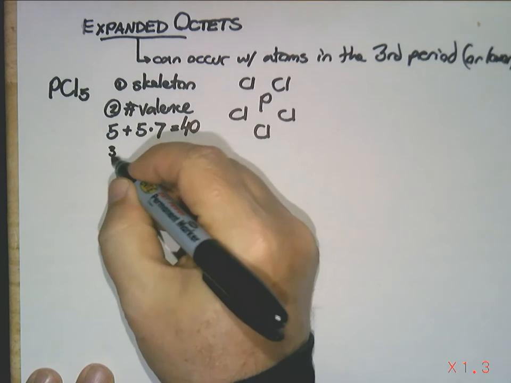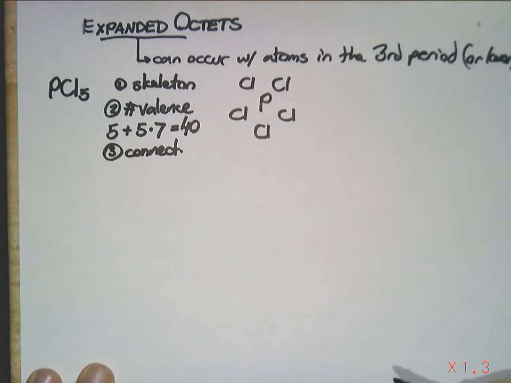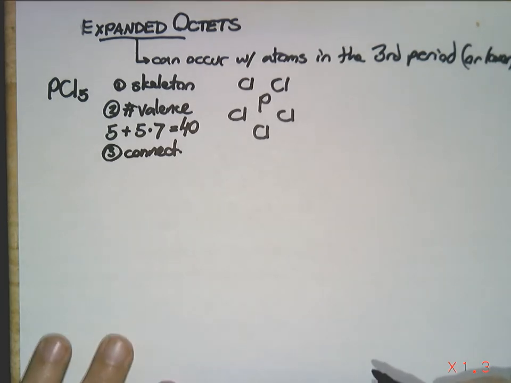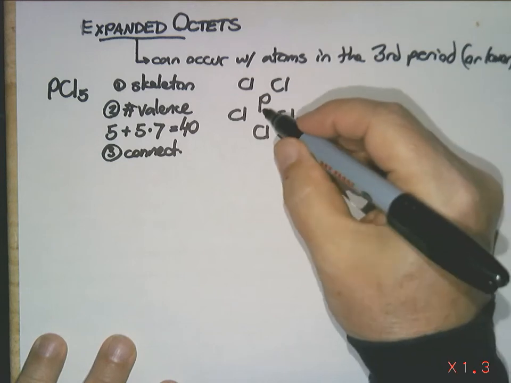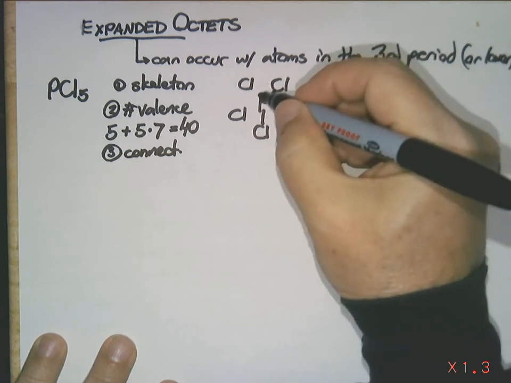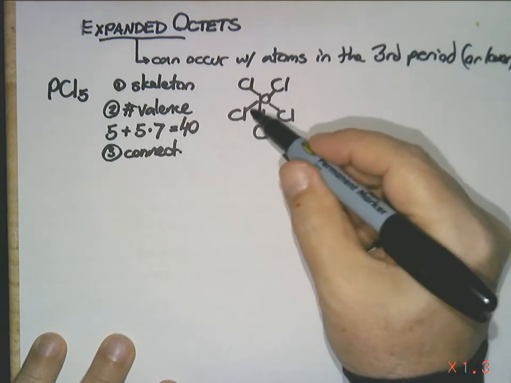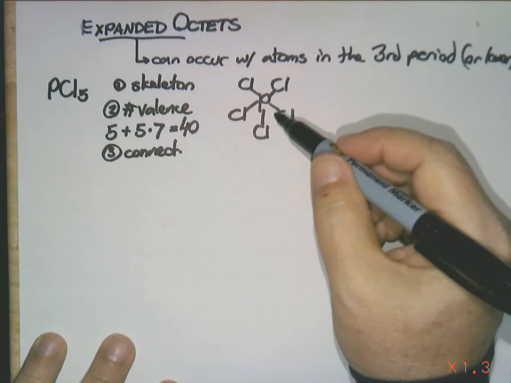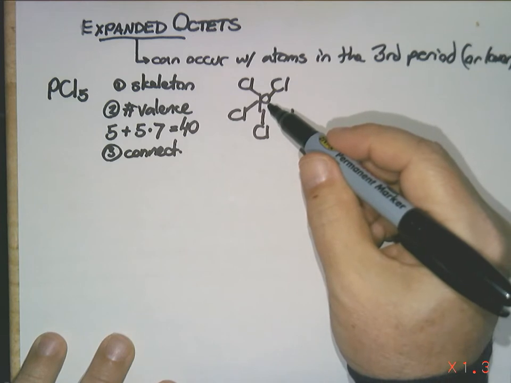Step 3, connect the structure. You got to follow these steps in order or things just don't work for you. Okay, if I'm connecting the structure, what that means is draw a stick between the central atom and each of the outside ones. Now you can see something kind of strange happens there right away, because if each of these sticks stand for 2 electrons, I am going to have 10 electrons around that phosphorus. And that shouldn't be possible. It should want just 8.